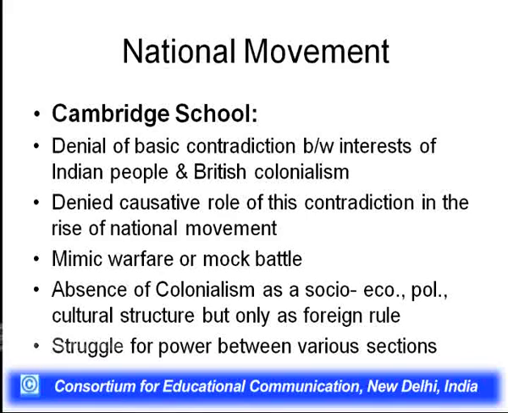They refer to the national movement as a mimic warfare or a mock battle. They do not see colonialism as a socio-economic, political, cultural structure, and only see it as a foreign rule, and the struggle for power between various sections. So the Cambridge School denies that there was a national movement at all, and if such a movement existed, it was only in the context that diverse sections of society were fighting amongst each other for their own benefits.